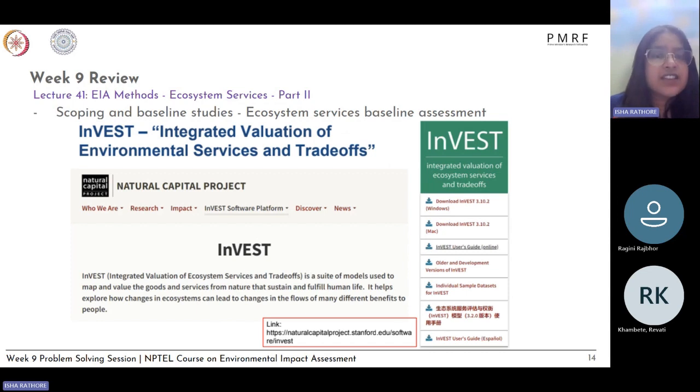We also have something called InVEST, which is the Integrated Valuation of Environmental Services and Trade-offs. This is a suite of models used to map and value the goods and services from nature that sustain and fulfill human life. It helps explore how changes in ecosystems can lead to changes in the flow of many different benefits to people. We have already looked at the kind of benefits and ecosystem services that people derive out of the natural resources or a particular ecosystem. So it maps and values the exchange of goods and services from nature. You can read more about it from the given link.